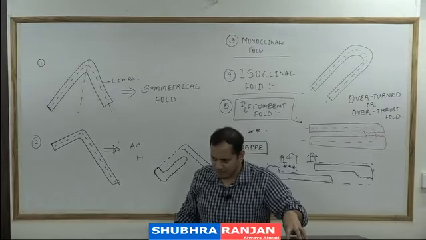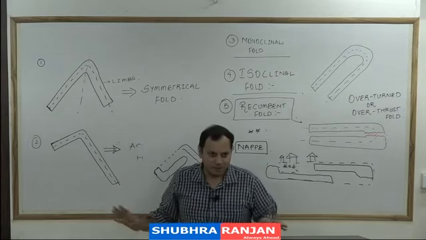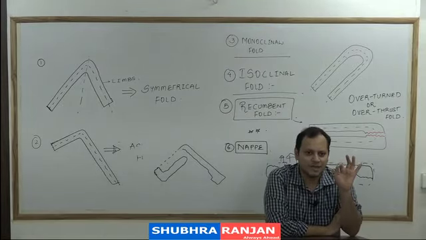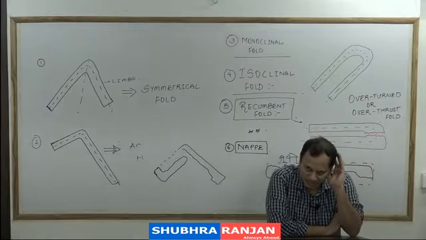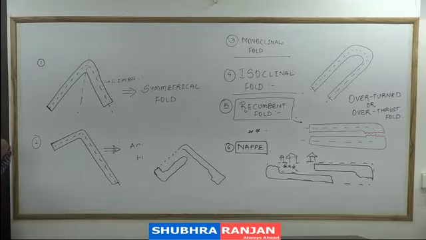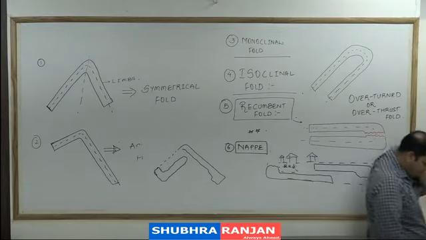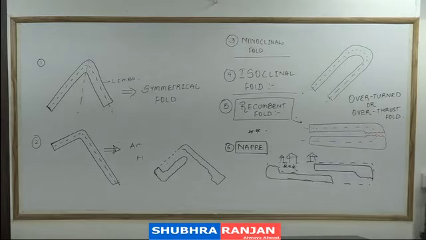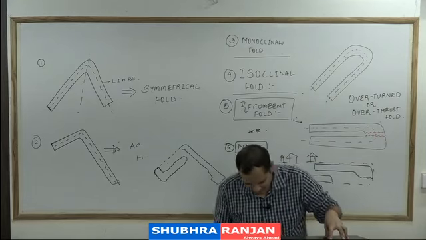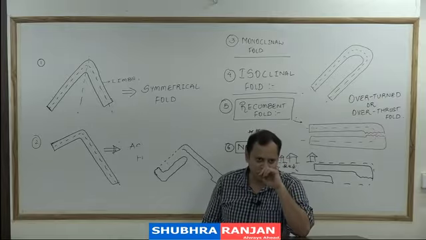Getting it? What is a nappe? So that is all about folding, least important from our exam point of view. Just remember that fold mountains are known as mountains of elevation. So you can note it down somewhere. Young fold mountains are known as mountains of elevation. Why mountains of elevation? Because they are the highest mountains on the surface of the earth.